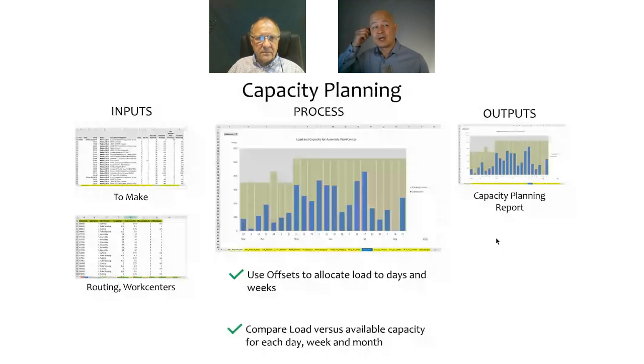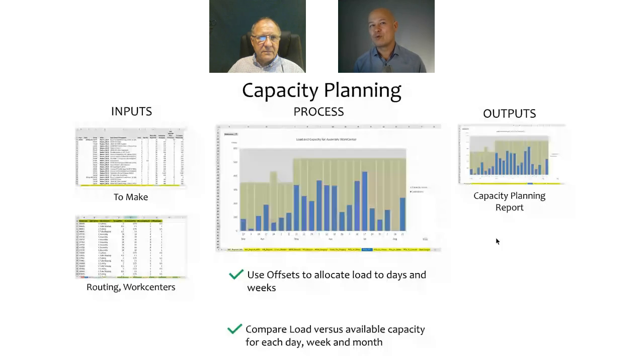So the inputs are the items that we need to make. We explode that against the process routing, which are all of the operations that are required to make the item, the standard time, the setup time, the work center that's required, and then calculating the load in hours and minutes of the work that's required for each of those work centers, and then putting it into a day or week using standard offsets.